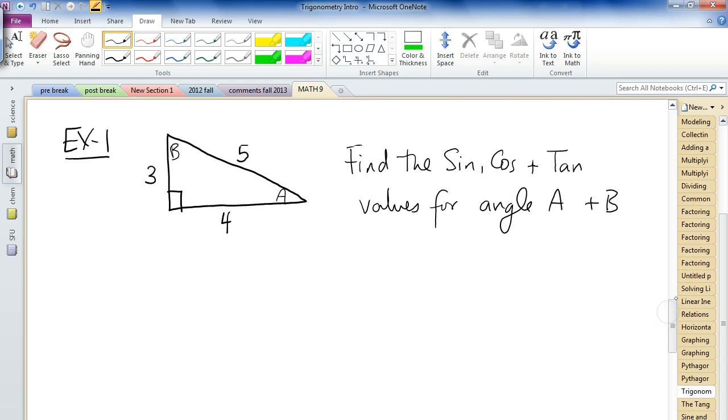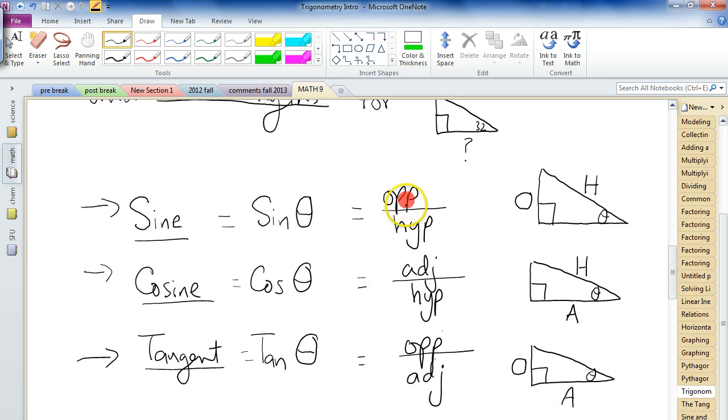Okay, so here's a question, and the only example we're going to do. I want you to tell me what are the sine, cos, and tan values for angle A and for angle B. So what I want to do is find angle A. What do I have to divide by to get angle A? If I want to find the sine of angle A, since I'm calling it A, I'm not going to put theta here, I'll put the letter A. So the sine of angle A, up here, it tells me it's opposite over hypotenuse.